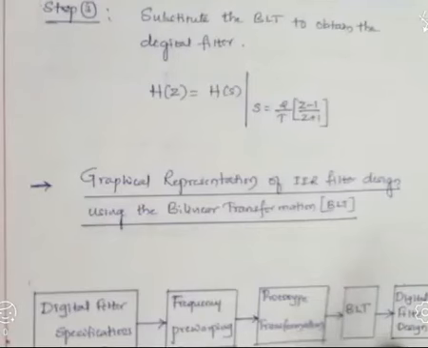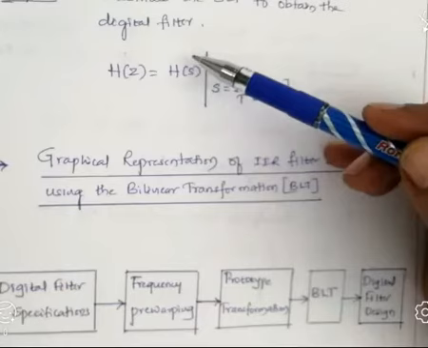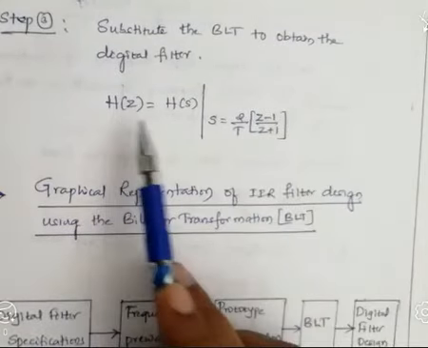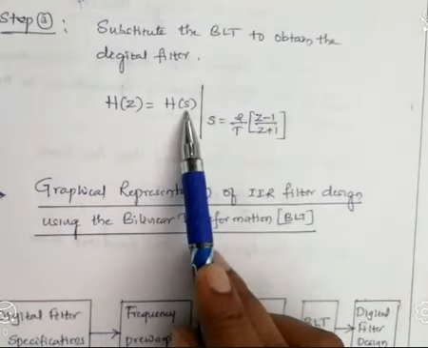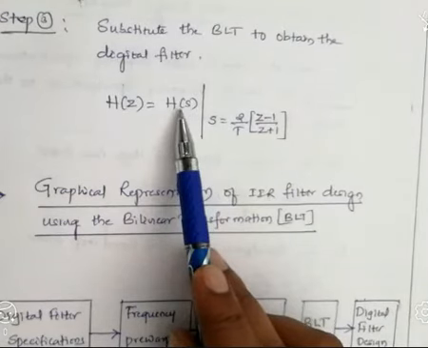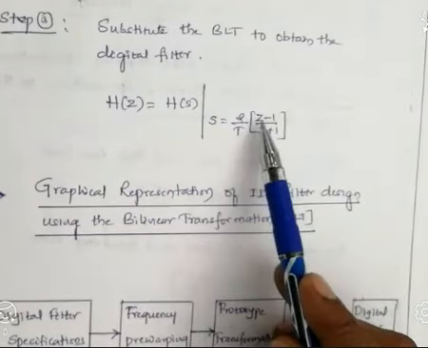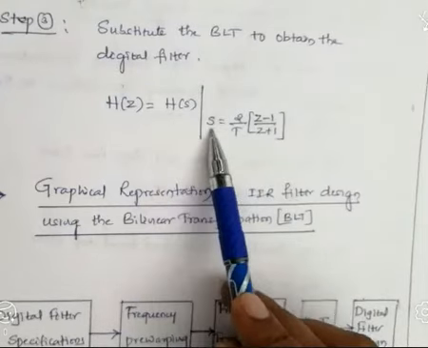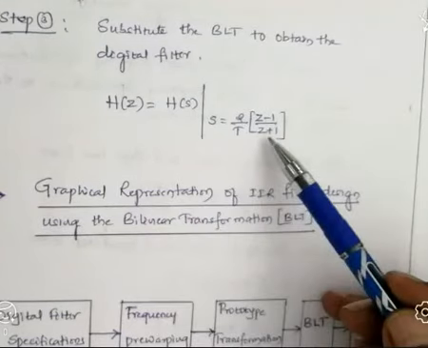Next, the last step is to substitute the BLT. BLT stands for bilinear transformation, to obtain the digital filter. By using the bilinear transformation method, we convert the analog filter to a digital filter. That is done by H(Z), where in H(S), wherever S is there, S is replaced by 2 by T multiplied by (Z minus 1) divided by (Z plus 1). Hence, H(Z) equals H(S) with S replaced by 2 by T multiplied by (Z minus 1) divided by (Z plus 1). So, recalling the points, what we are doing.